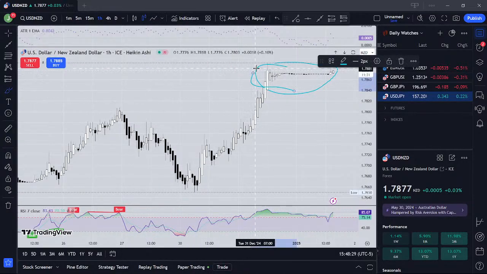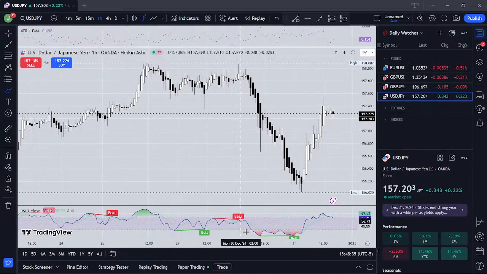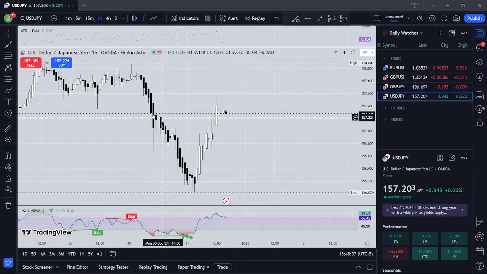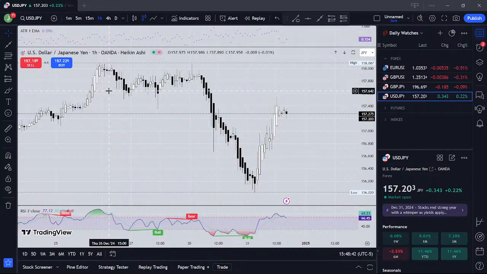Heiken-Ashi. So on the Japanese yen, I want to do a swing trading type of movement. So I'm on the Heiken-Ashi right now. Usually on the Heiken-Ashi, it's more of an average. So I don't think you can really scalp on the Heiken-Ashi. I'm not too sure, but from my basic knowledge, people mostly do swing trading on Heiken-Ashi.